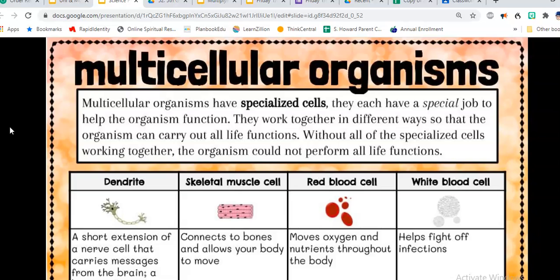So these are just a few examples of the thousands of different types of cells that multicellular organisms have in order to perform all the life functions.